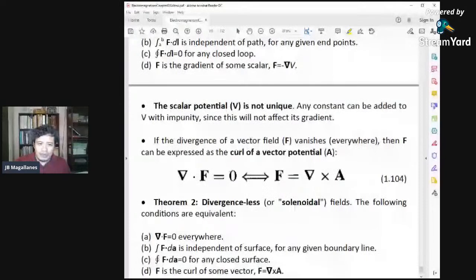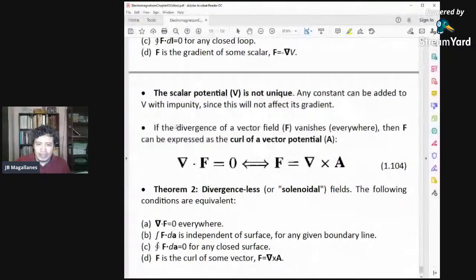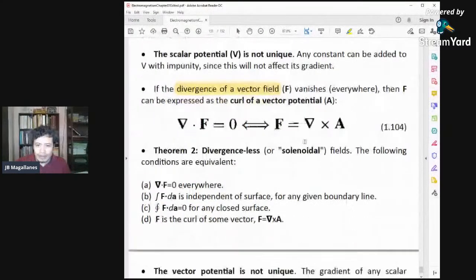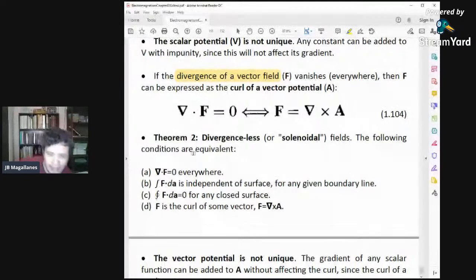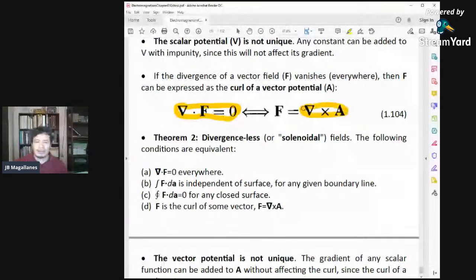With the divergence of a vector field, the theorem also satisfies these conditions. This is the Helmholtz theorem for the divergence of a vector field F. So if the divergence of vector field F vanishes everywhere, if it's 0, then F can be written as the curl of a vector function, say A.